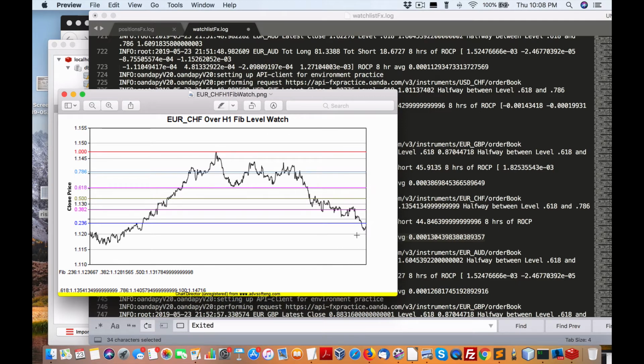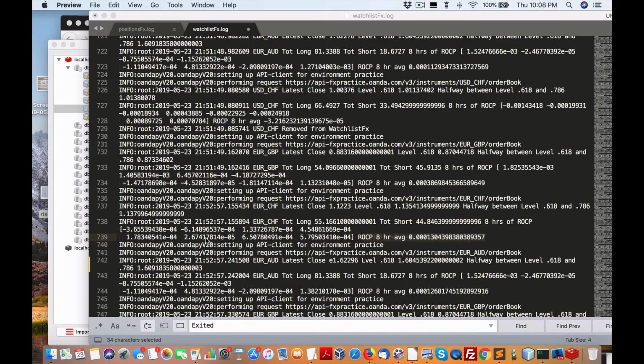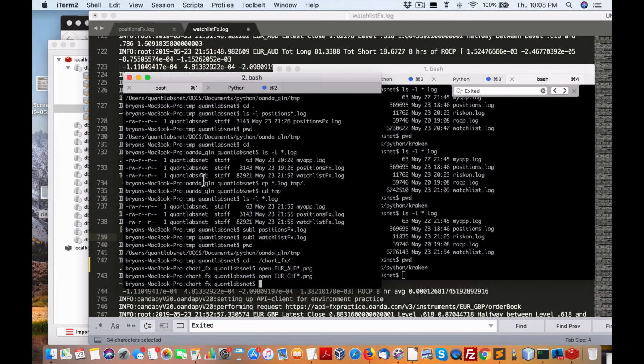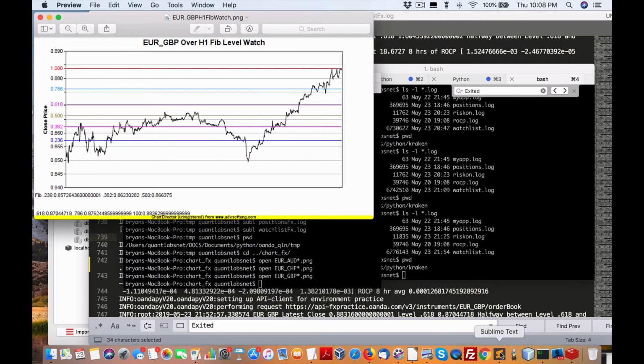So we may start to see that pattern again for this particular pair of the Euro CHF over the next 24 hours. But we'll see if it gaps up towards Monday, as the markets will shut down tomorrow in less than 24 hours. All right, so there's that pair. Let's check out the next pair, which is, I believe, the Euro and British Pound. So I wouldn't be surprised if it's a similar pattern.